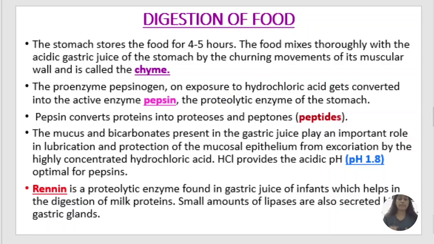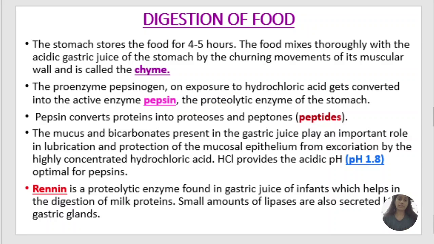The mucus and the bicarbonates present in the gastric juice play an important role in lubrication and protection of the mucosal epithelium from excoriation by the highly concentrated hydrochloric acid. So mucus and bicarbonates help the layer to lubricate and protect from excoriation by the highly concentrated hydrochloric acid. HCl provides the acidic pH, which is around 1.8, which is optimal for pepsins.